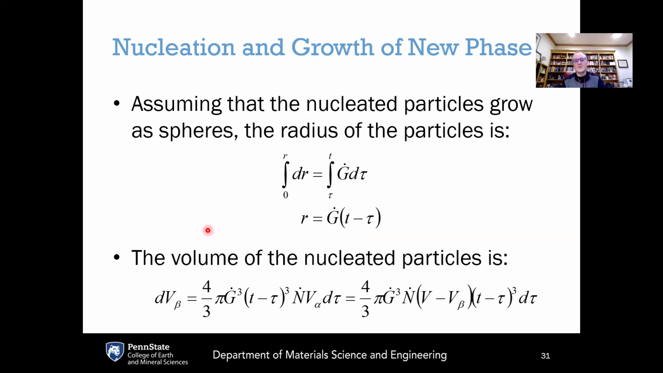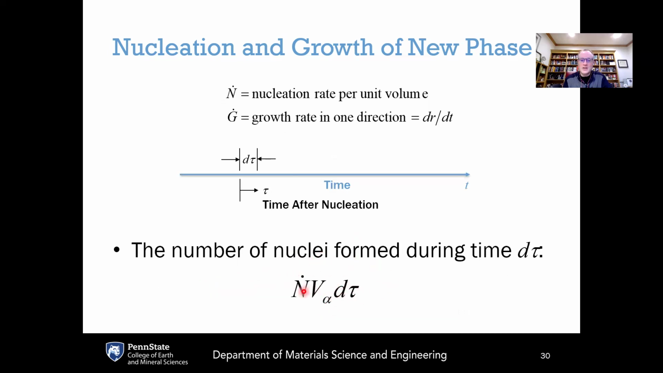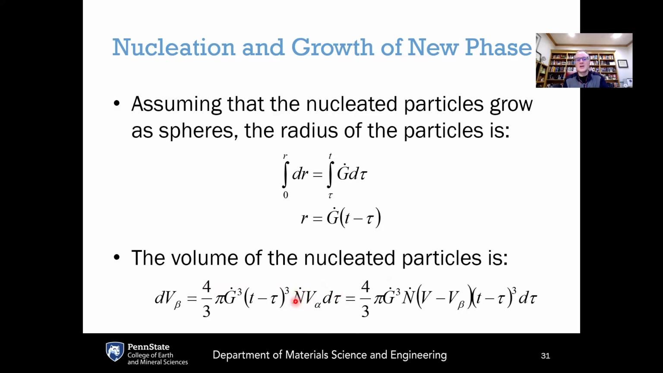Now, the volume of the nucleated particles here, if we've got dV beta, so this is the change of the volume of the new phase beta, using the equation for the volume of the sphere, since we are assuming it is spherical, is 4/3 pi, and then this equation cubed. So it is the crystal growth rate cubed times the time that has elapsed cubed, and then multiplied by N dot, which is our nucleation rate, and the volume of the initial phase alpha times the d tau. This is taking our total number of nuclei that are formed from the previous equation here.